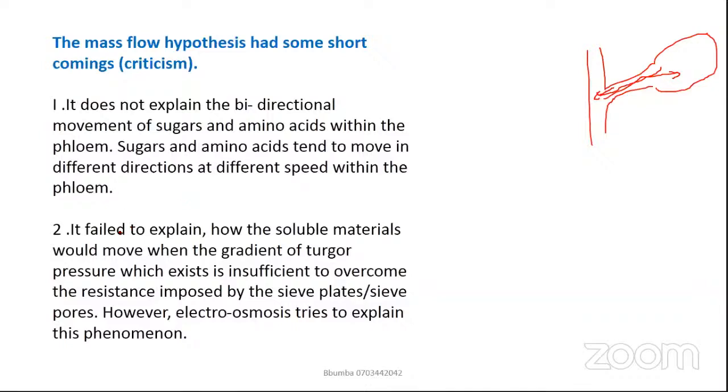Weakness number two: it failed to explain how the soluble materials would move when the gradient of turgor pressure which exists is insufficient. Because it is also observed that at times, the pressure is insufficient. So if the pressure is not sufficient, how come materials still move? It failed to explain how the soluble materials would move when the gradient of turgor pressure which exists is insufficient to overcome the resistance imposed by the sieve plates.